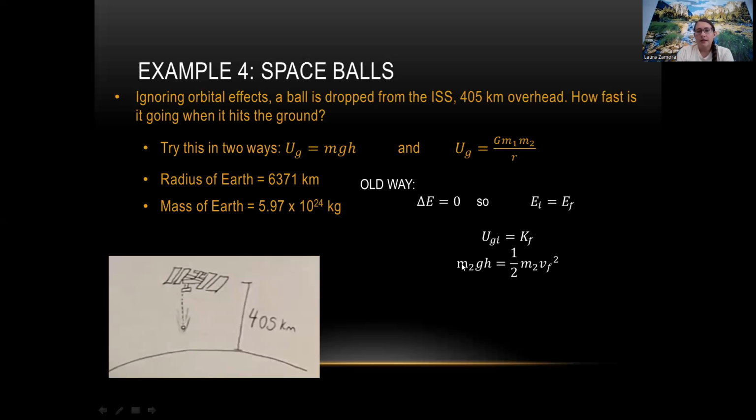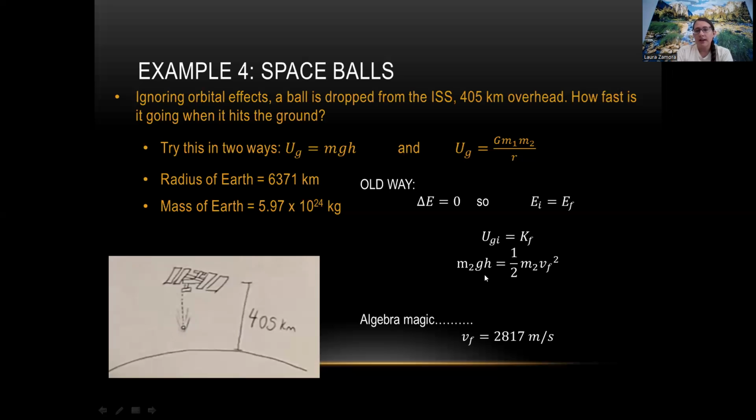So that means the mass, and I'm putting M2 because we're talking about the mass of the ball, not the mass of the Earth. So the mass of the ball times g times h is 1/2 times the mass of the ball times that final speed squared. Once we go through that same sort of algebra that we'd been doing in energy, we'll see those masses will cancel each other out.